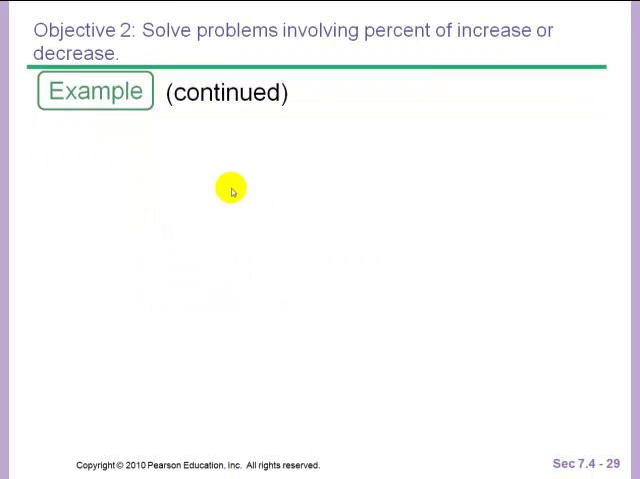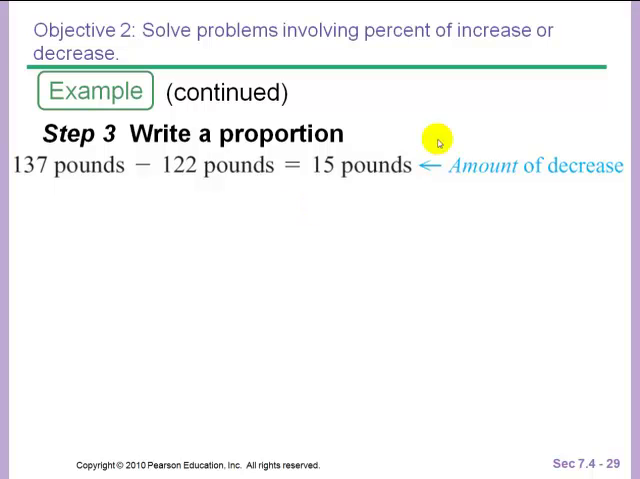This time we're going to set up using a proportion. We still need to do the subtraction to find the actual amount of increase or decrease. That's the same whether you use proportions or equations. So 137 minus 122 is 15 pounds. So the actual amount of weight she lost was 15 pounds. So our question is, 15 pounds is what percent of her original starting weight. So we're comparing the decrease, the loss, to her original. So P is our unknown percent of decrease over 100. The actual decrease was 15 pounds and her original weight was 137 pounds.